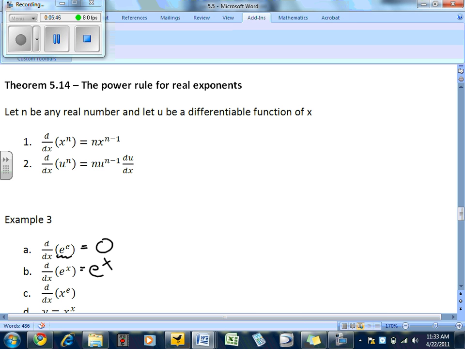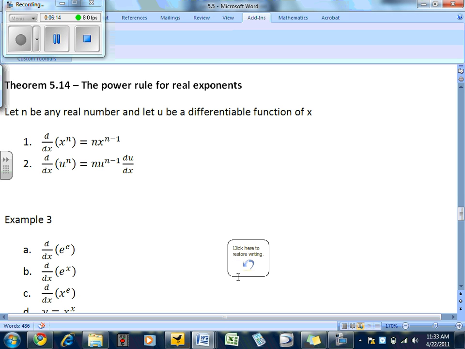Now look at c here. It says x to the e power. Well, e, like I said, is just a number, so it's just like taking the derivative of x squared. Remember, we bring down the power, subtract it by 1. So we're going to bring down the power here, so it's going to be e times x to the e minus 1. There we go. I finally got it right.